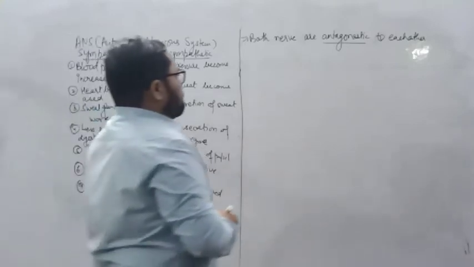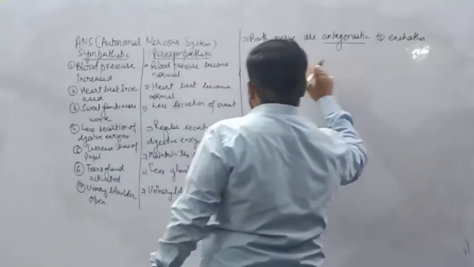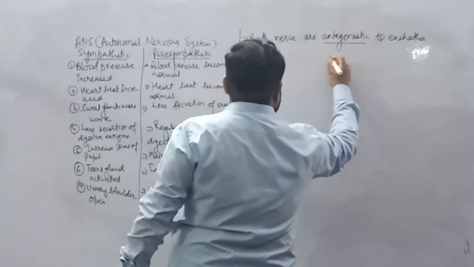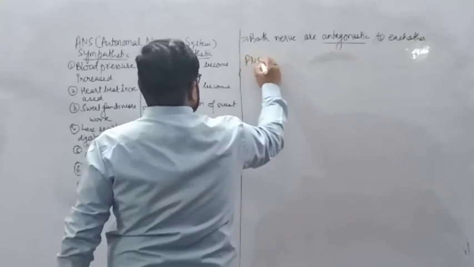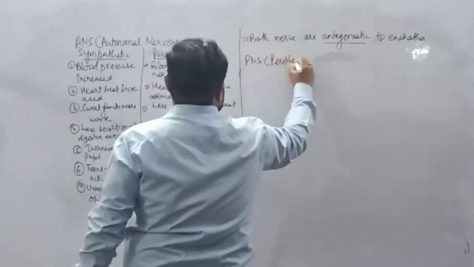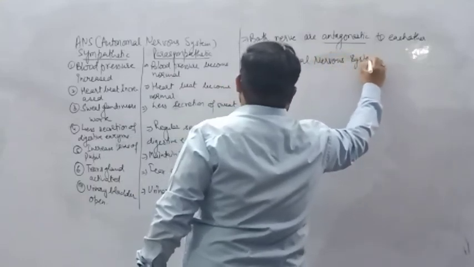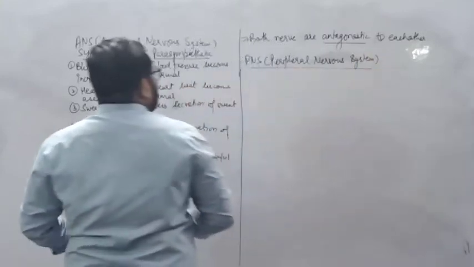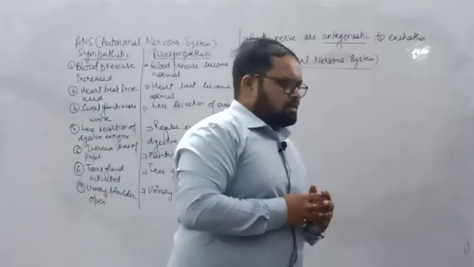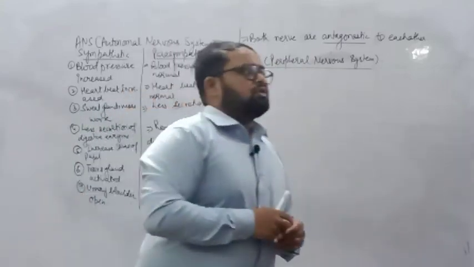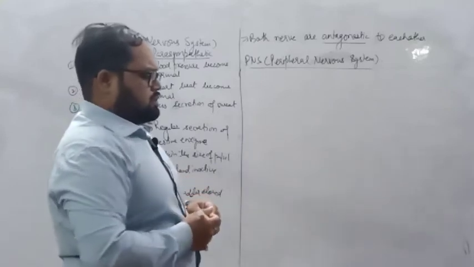Okay, now come to the next thing, that is PNS, peripheral nervous system. In the peripheral nervous system, so many things are there, but the main are two things you have to know very carefully. First, as you already know, the cranial nerves are 12 pairs in number.